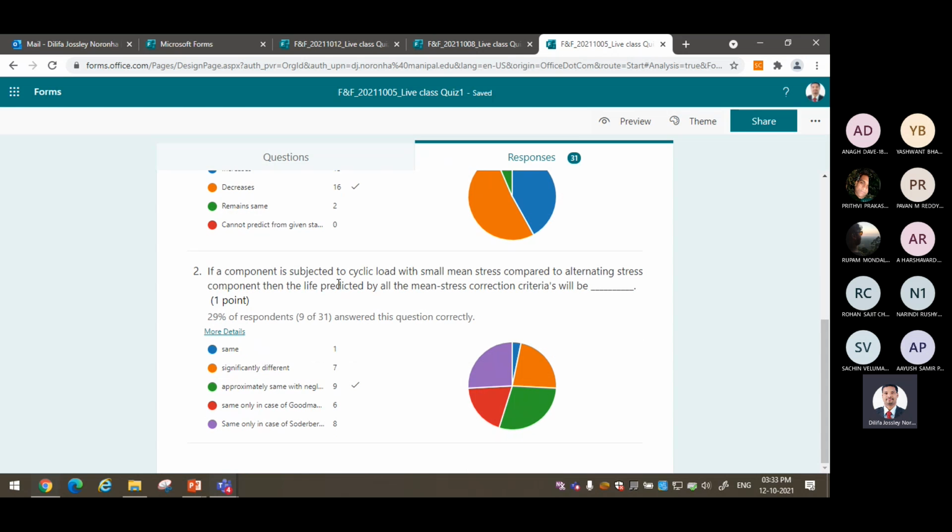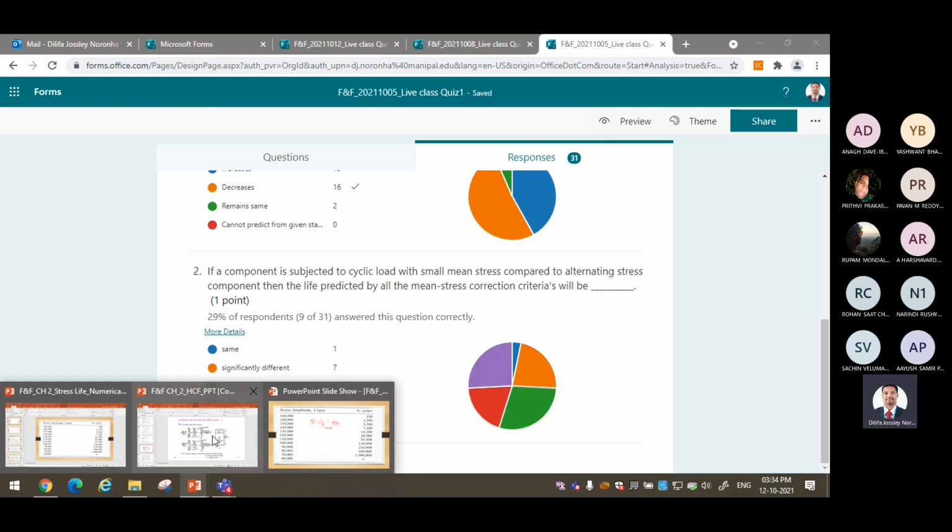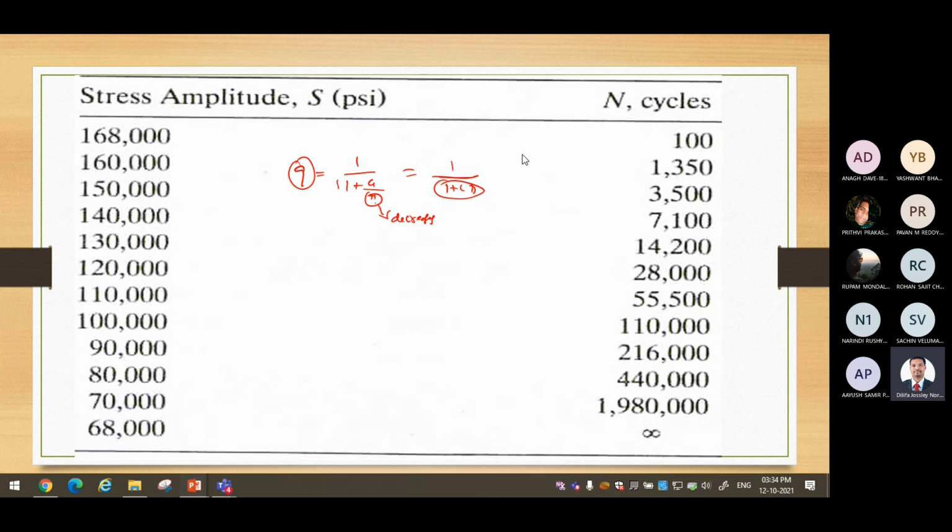The second question was: if a component is subjected to cyclic load with small mean stresses compared to the alternating component, then the life predicted by the mean stress correction criteria. Mean stress correction criteria means Soderberg, Goodman, Gerber, etc. It is said that the mean stress is small. Let us go back here.